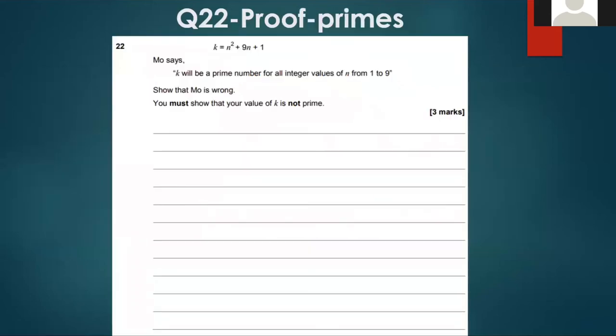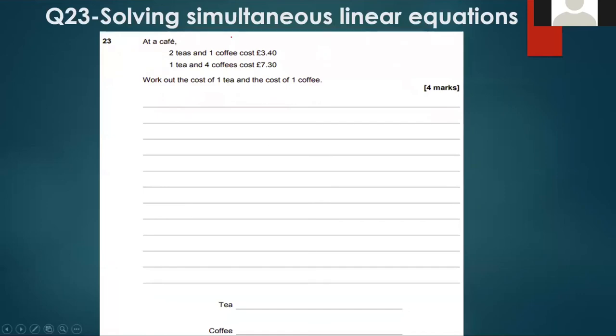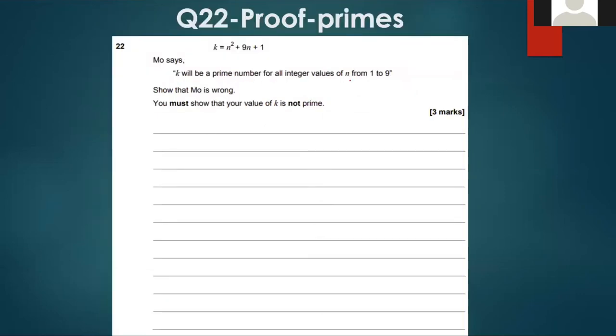Okay, question number 22 then is about prime numbers. It says k is equal to n squared plus 9n plus 1. Mo says k will be a prime number for all integer values of n from 1 to 9. Show that Mo is wrong. You must show that your value of k is not prime.